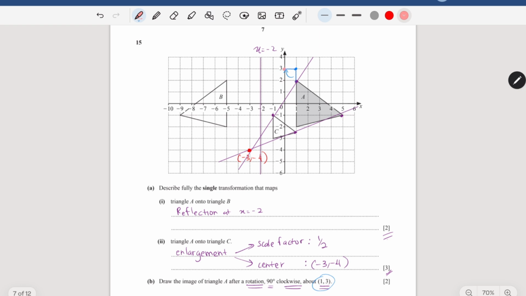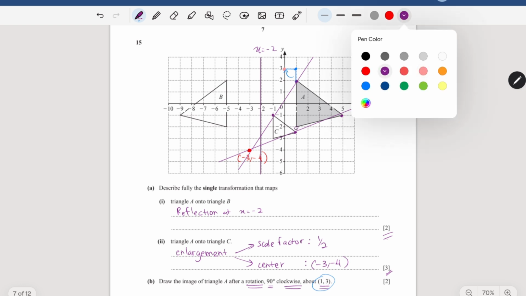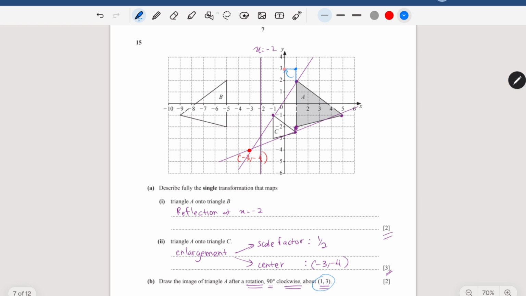Now you need to do the same thing for the other 2 points. Let's look at the second point over here. We draw a straight line from the point to the center of rotation. Now let's see what is the distance of the point of the triangle to the center of rotation.